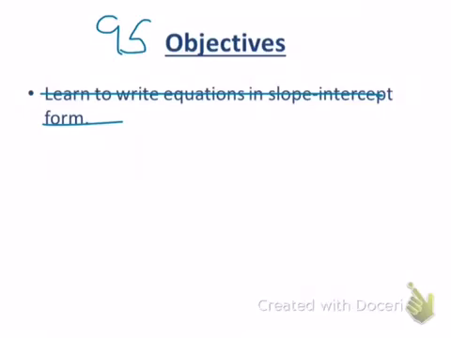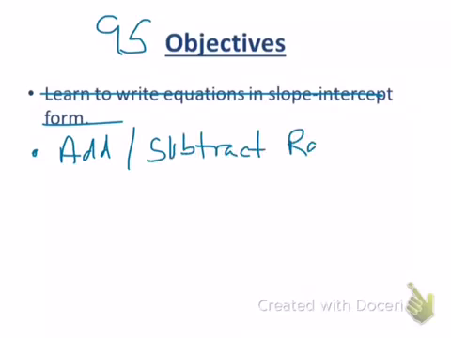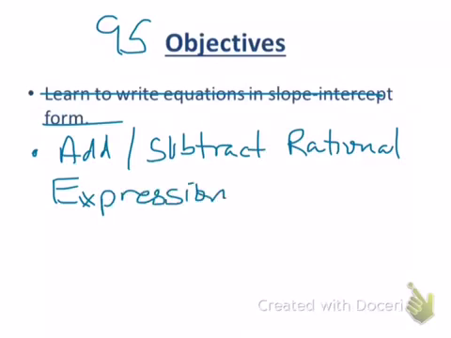In lesson 95, what we're doing is adding and subtracting rational expressions again. Same thing that we did in lesson 90. Add and subtract rational expressions. In this one, though, we're going to have a lot fewer common denominators to work with. We're going to be finding more common denominators. So, lesson 95, we are adding and subtracting rational expressions.